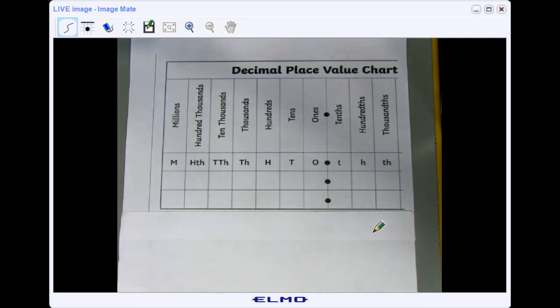Hi, fifth grade. Welcome to Math Review on Tuesday, October 6th. We are going to be talking about place values before you do your assignment on Edulastic.